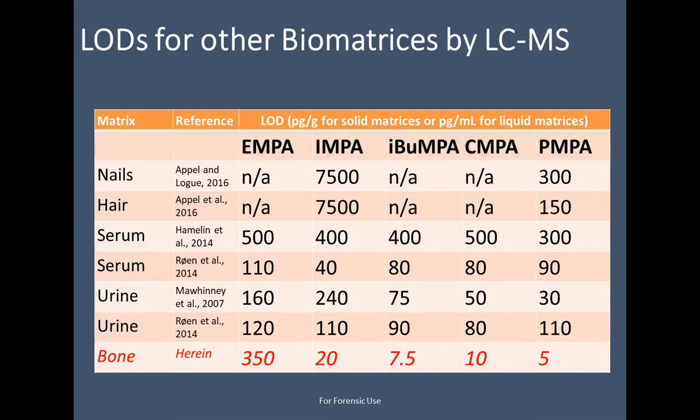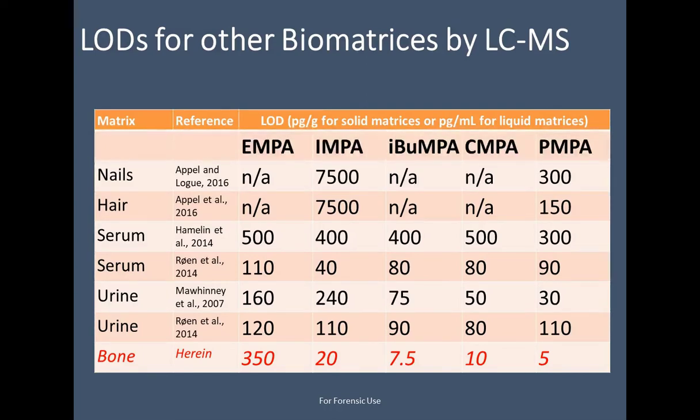the references are listed here, from nail versus hair versus serum, urine, and bone. We can see that we have a pretty wide range, where IMPA would be about 7,500 picograms per mil and 20 picograms per mil in bone, which is what we're studying. And this is our limits of detection that we've determined.